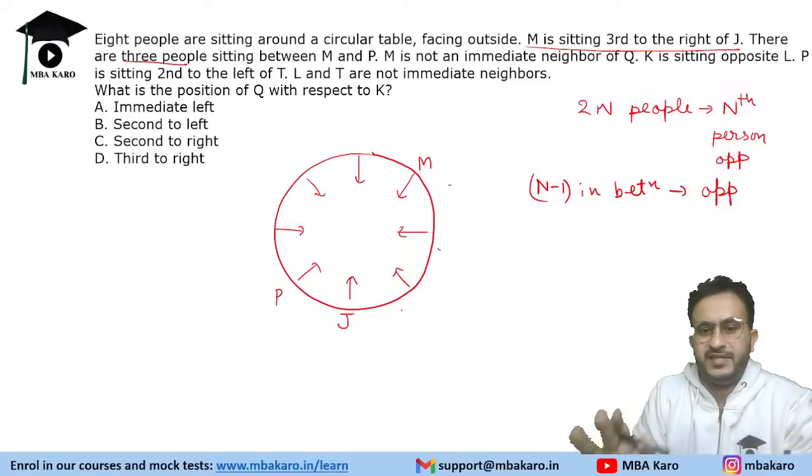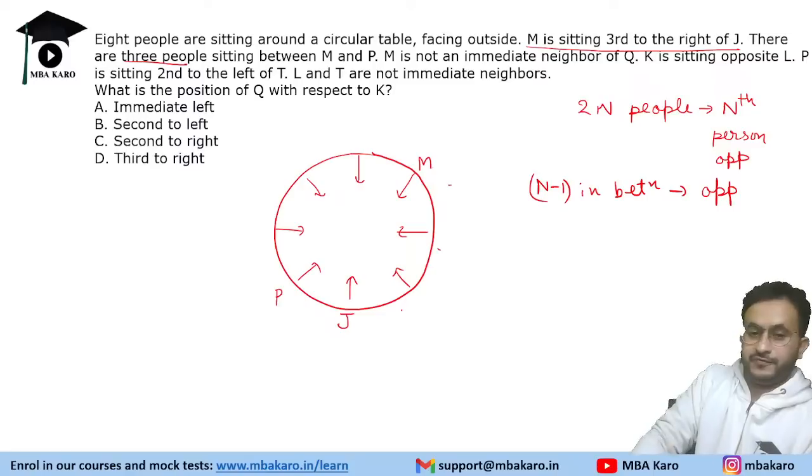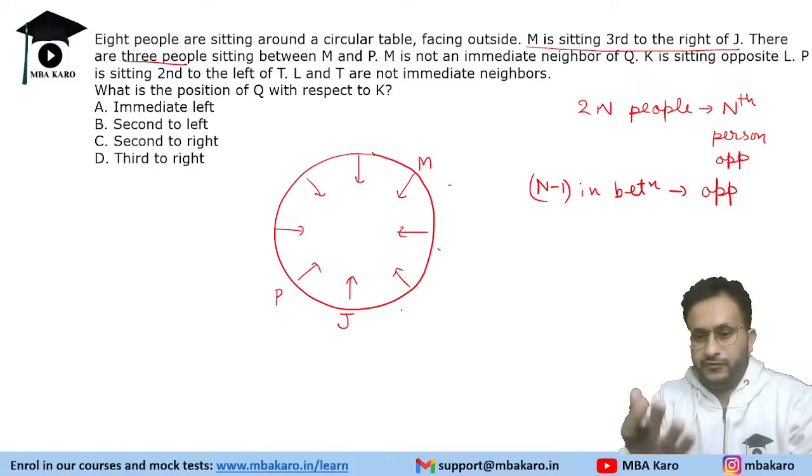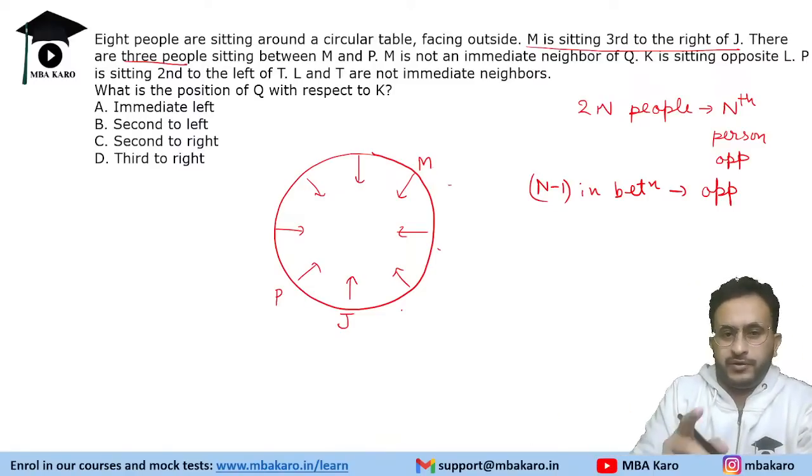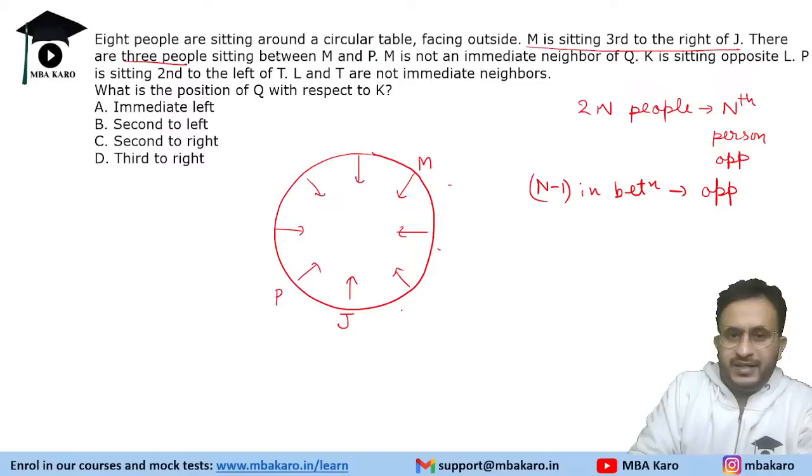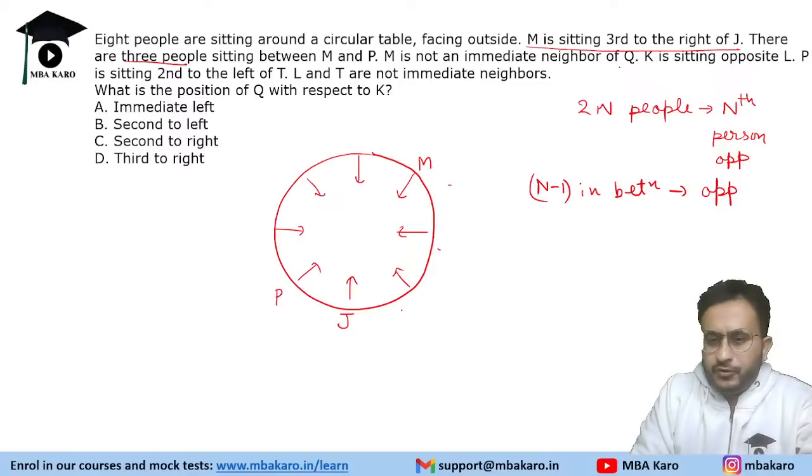Okay, so if you know these basics of arrangement, which probably I don't know if you know it now, if you did not know, maybe you will know from now on. Then between M and P, M is not an immediate neighbor of Q, could be anything.